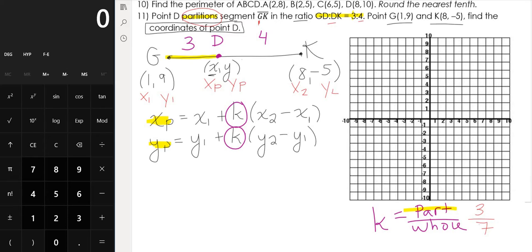Remember, we got 7 by doing 3 and 4 added together. That's always how we do it. We pick the first number in the ratio, and then we add together the two parts to give us the denominator. Okay, so we're ready to plug in. Now, I'm going to start with XP. So if I work with XP, I'm going to go ahead and again rewrite the formula.